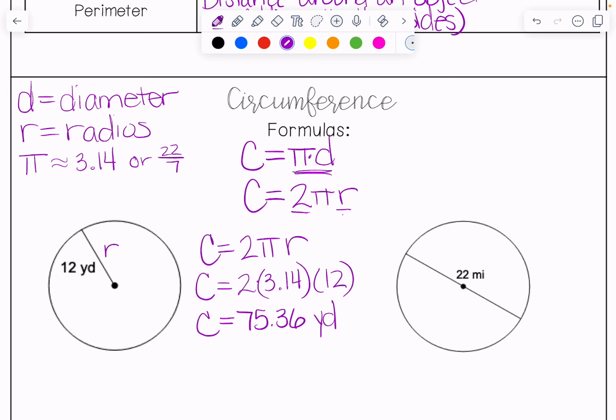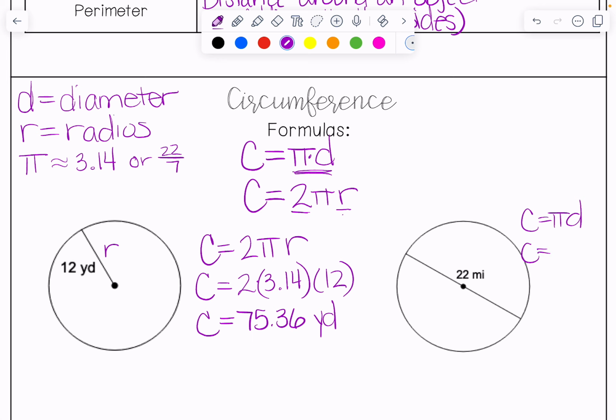So over on the next circle, I'm going to try to figure out the circumference. So I would need to figure out that distance all the way around the circle. I need to ask myself, what measurement do I have right now? So right now, it's telling me the distance all the way across the circle through the center, which is called our diameter. So I'm going to be using this pi times diameter formula.